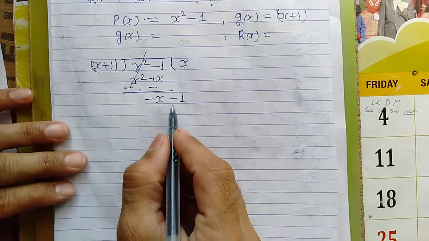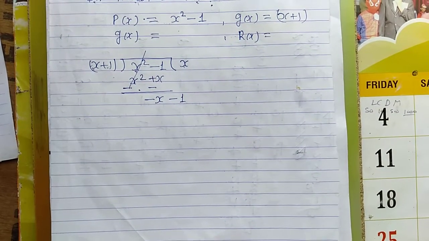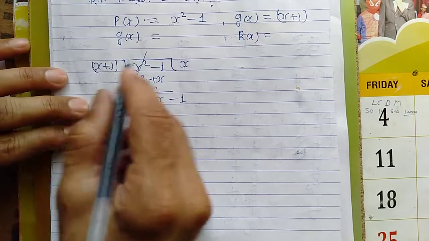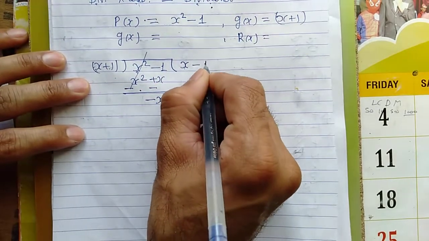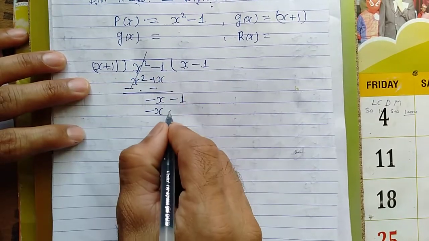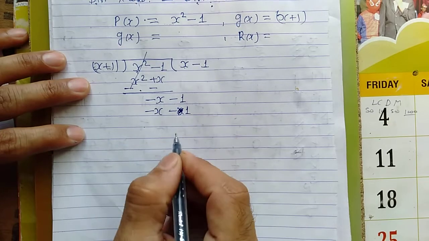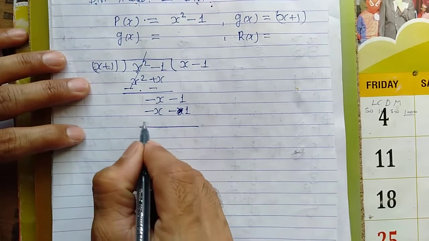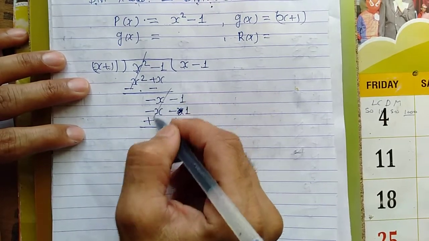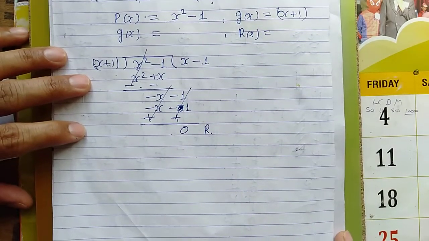Now minus x minus 1, what do we need now? Minus x. And for minus x, by what number will we multiply? We'll multiply by minus 1. Minus 1 multiplied by x equals minus x, and multiplied by 1 equals minus 1. This minus 1 will come. Now draw a line, change the signs, this cancels, and the remainder is 0, right?